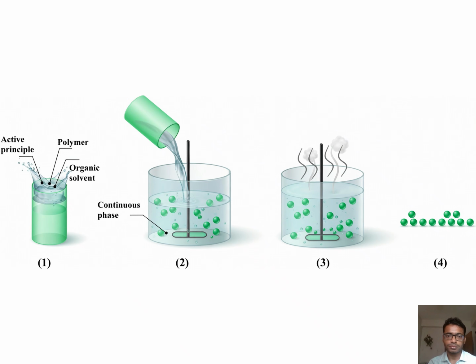You can see the overall process here. First of all, the API, polymer, and organic solvents are given here. Then you stir them for agitation or mixing. After that, the solvent is evaporated. You can see here the solvent has been evaporated, and when all the solvent is evaporated, the polymer will enclose the API or the core. Your ultimate result would be like that. So these are the microcapsules.